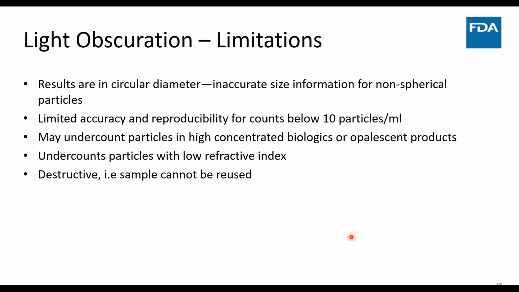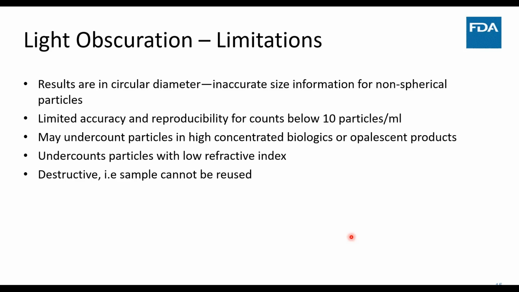Once again, we are assuming that the ability of a particle to extinguish light is similar to that of a monospherical polystyrene bead, and so we might have some inaccuracies for non-spherical particles. Accuracy and reproducibility are quite low for particle counts lower than 10 particles per mL. So it will not be surprising to see RSDs as high as sometimes 25% relative standard deviation because of the limited accuracy at lower particle counts. It may undercount particles in highly concentrated biologics. It may undercount particles with low refractive index, and the sample cannot be reused.